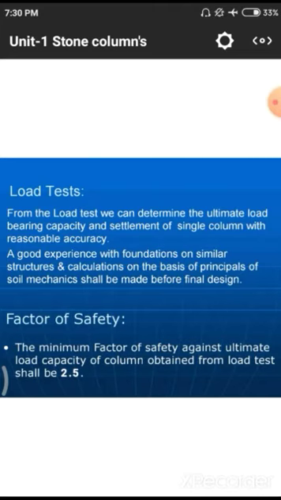And the next one is good experience with foundations on similar structures. What are similar structures? Those structures that have to bear an equal amount of weight on the particular columns or any other structural members. Those are called similar structures. In those similar structures, all columns have to bear an equal amount of load. That means for a structure having 4 to 6 columns, the total load will be transferred onto the particular columns with an equal distribution.